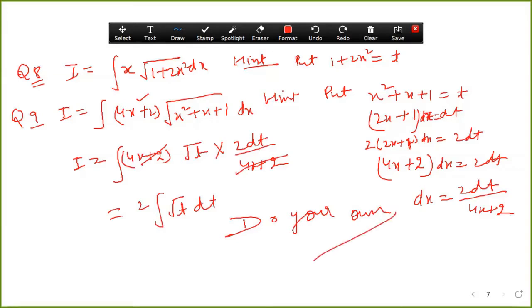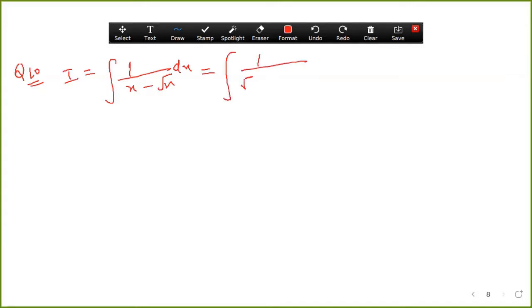Now come to question number 10. I'm just giving a hint to you. Try a few questions on your own. Question number 10: integrate the function, that is integration of 1 upon x minus root x. In this question, a little bit of practice is required to do such types of questions. Here you can write x as root x into root x, minus root x as it is. Now this question becomes easy. When you take root x common in the denominator, 1 minus root x is left here.